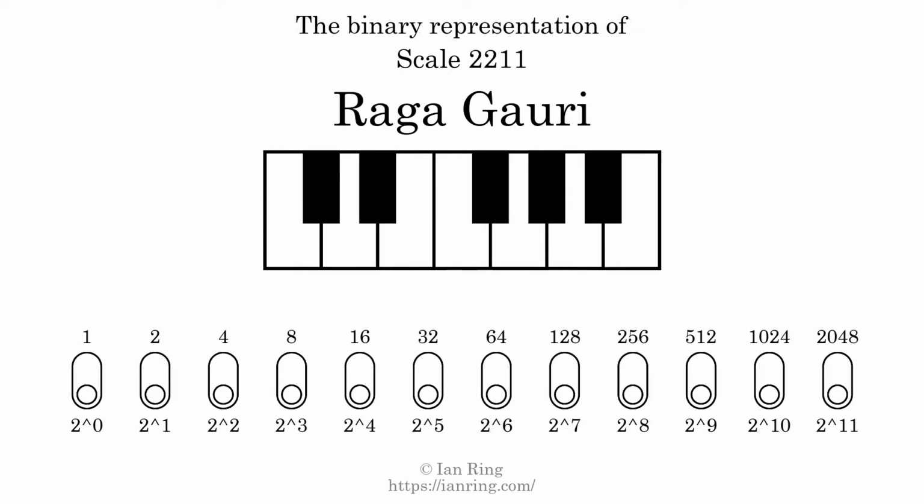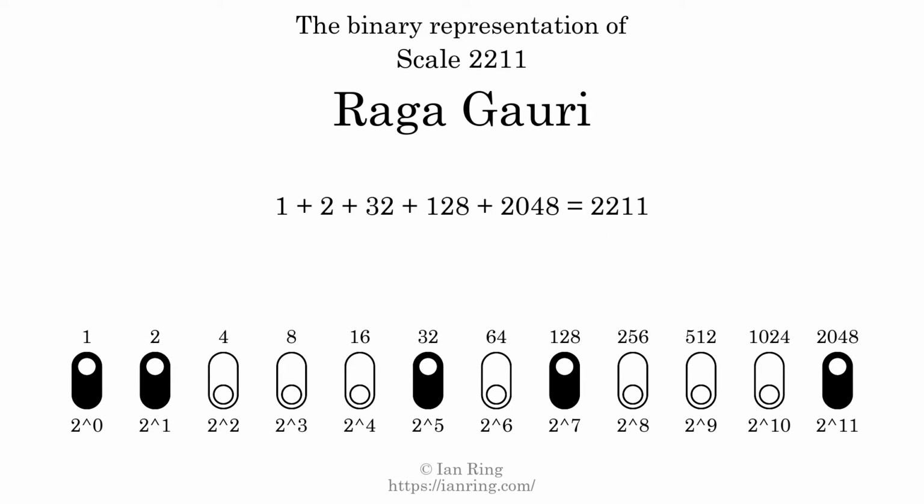The binary representation of this scale is determined by mapping tones of the scale to binary digits. Each binary digit represents a power of 2. To get the scale number, we add the powers of 2 together. The powers of 2 that are present in the scale, all added together, equals 2211. That is why the scale number, in decimal, is 2211.